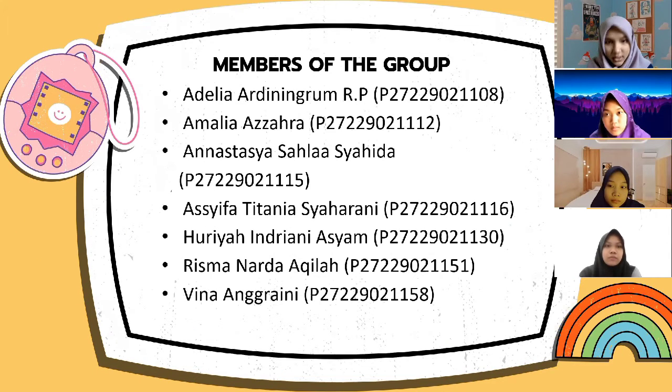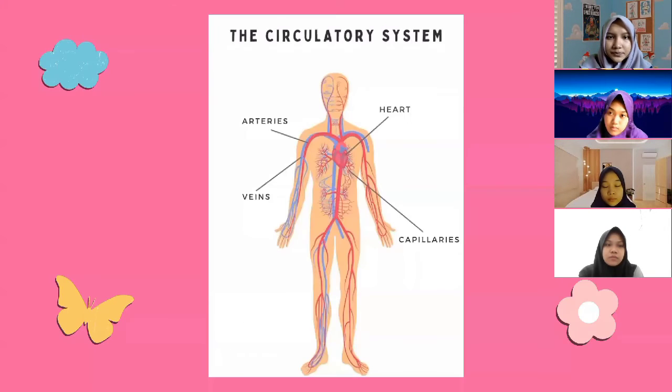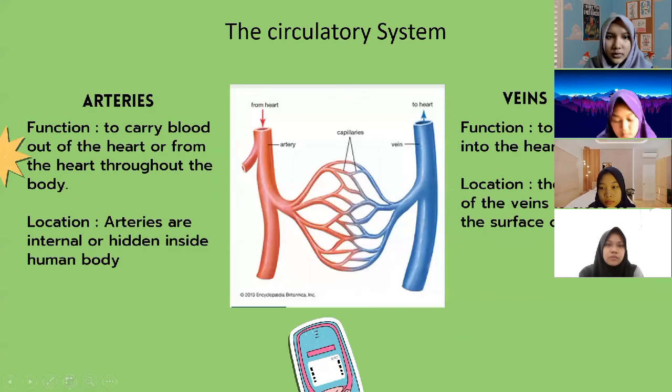We consist of Adelia Ardiningrum, Amalia Azzahra, Annastasya Sahlaa Syahida, Assyifa Titania Syahrani, Huriyah Indriani Asyam, Risma Narda Aqilah, and Vina Anggraini. First, this is the picture of the circulatory system. The first part will be explained by Vina. To Vina, the floor is yours.